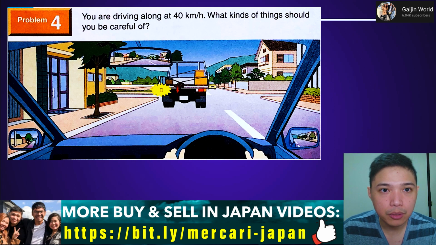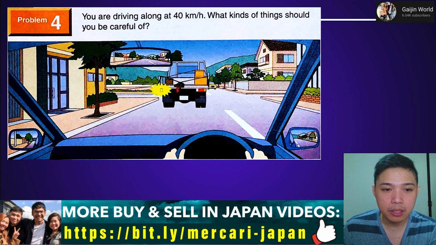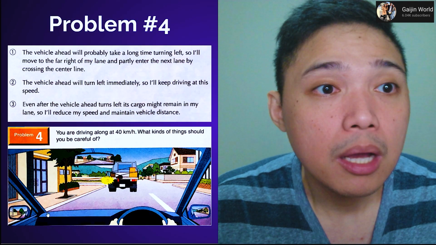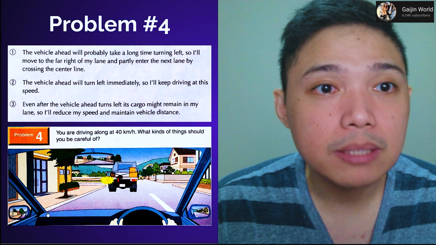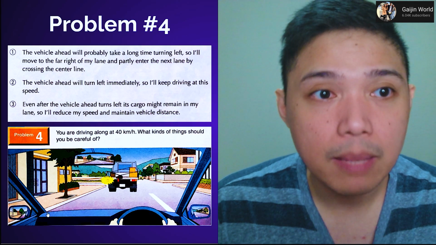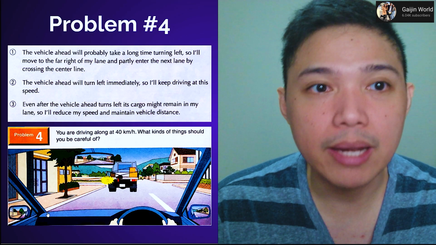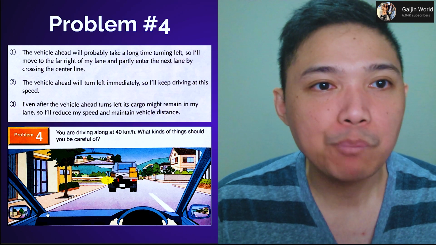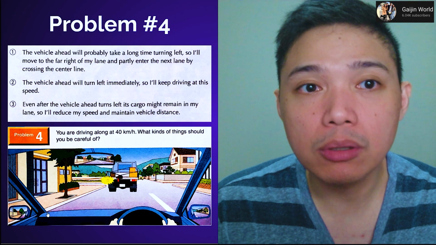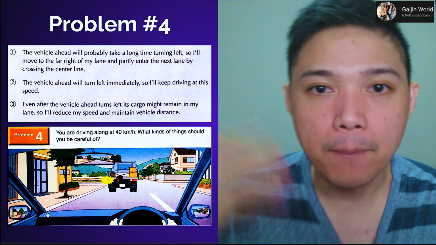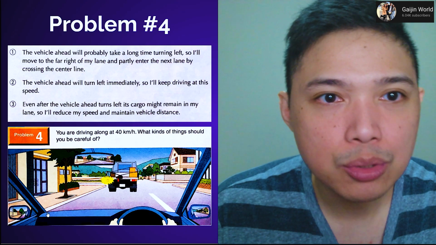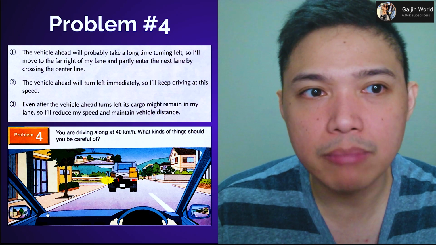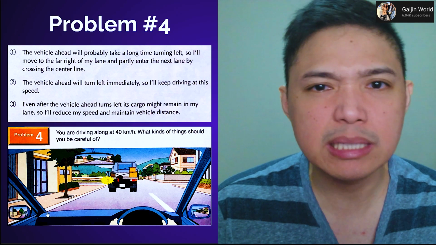So I'm running 40 kilometers per hour. These are the questions for this problem. Number one, the vehicle ahead will probably take a long time to turn left, so I'll move to the far right of my lane and partly enter the next lane by crossing the center line. I guess this is false.